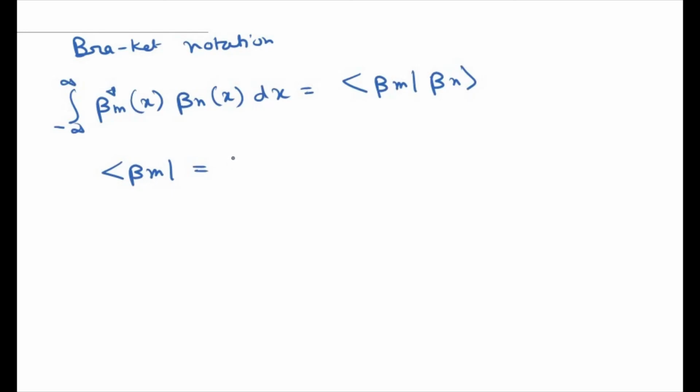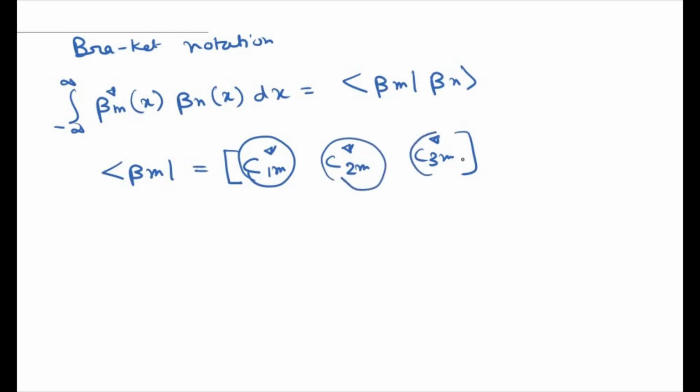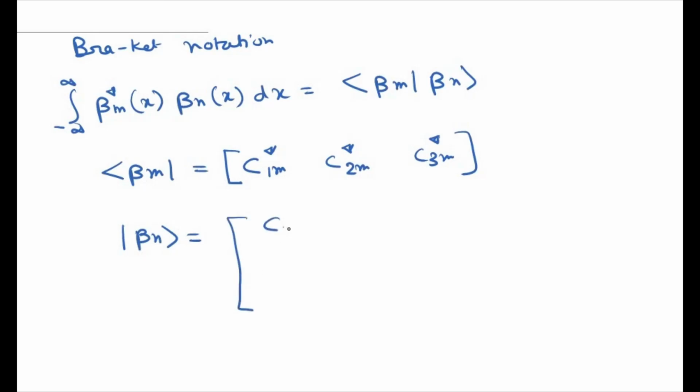In vector notation, this bra beta m is the transpose of the column vector with the complex conjugate taken of each element. So this becomes C1m star, C2m star, C3m star, where C1m star is the complex conjugate of C1m, C2m star is the complex conjugate of C2m, and C3m star is the complex conjugate of C3m. Similarly, this ket beta n is C1n, C2n, C3n.